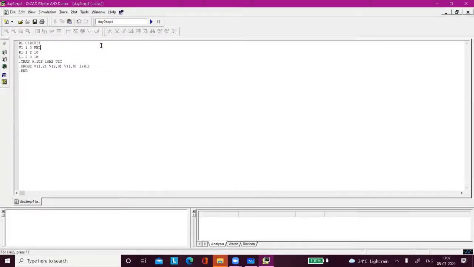I'm taking the resistance value as 10, and the capacitance, let's change it to capacitance C1. Let the capacitance be 1 microfarad, 1 farad. So what is the value of RC? Let us make it 0.1. What is the value of RC?